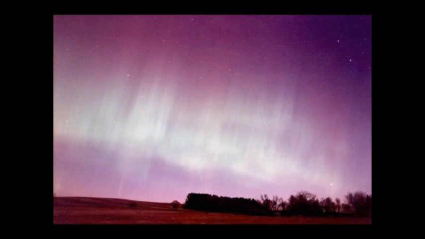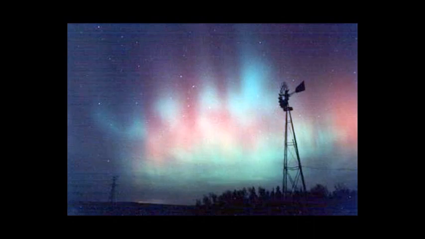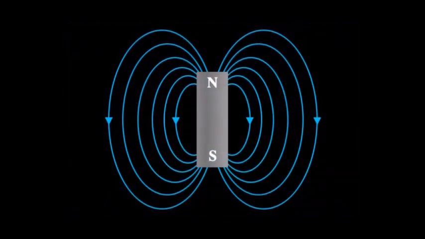They are just stunning. They're produced by an interaction of charged particles from the sun with Earth's magnetic field. Now, the Earth's magnetic field looks like that of a bar magnet. You have a north pole and a south pole, and the field lines look something like this. I'll discuss electric and magnetic fields more when we talk about the nature of light in a few lectures. But it looks something like this.